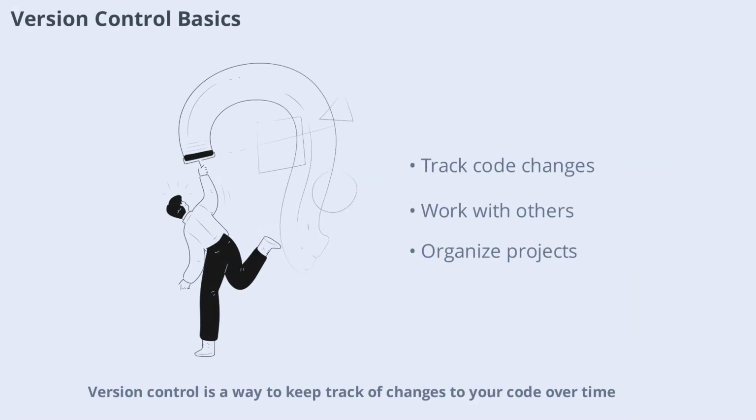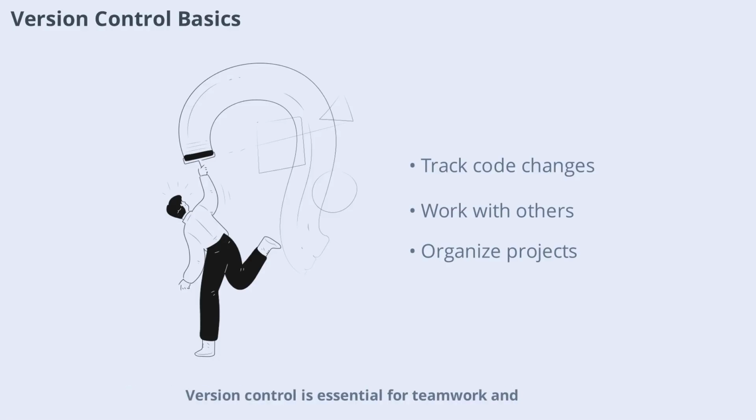Version control is a way to keep track of changes to your code over time. Tools like Git let you save different versions, work with others, and go back if something goes wrong. Version control is essential for teamwork and for keeping your projects organized and safe.